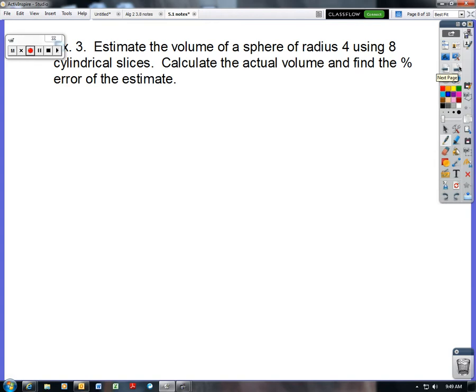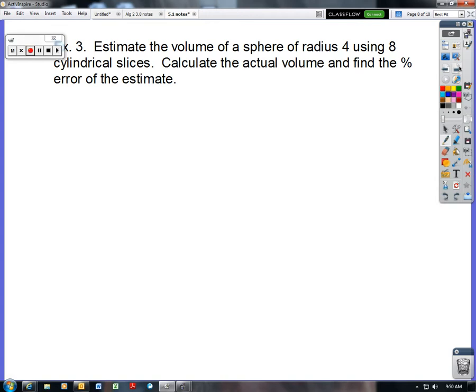Okay, moving along. Example 3. We are going to estimate the volume of a sphere. Now I realize this is a lot of work for something we already have a formula for, but it's kind of cool, and you get to see how calculus can be used. Later on, we're going to actually calculate the volume of a sphere using calculus, not the geometry formula. But that'll be a little later.